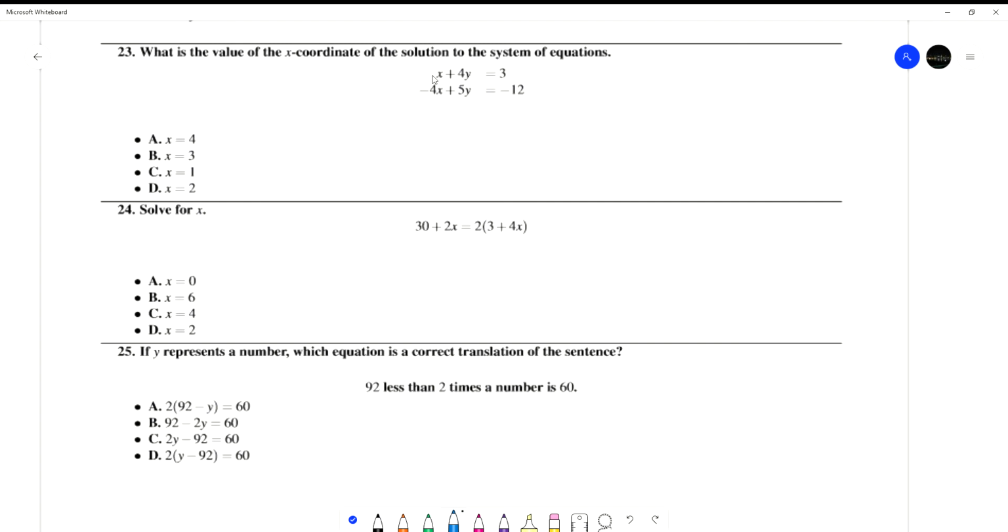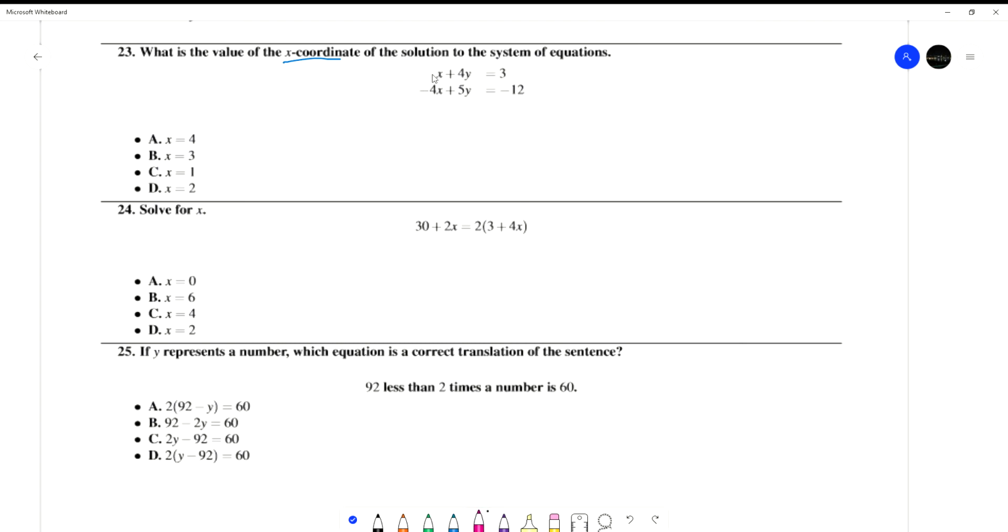So I noticed that they want us to solve for the x coordinate, which means oftentimes, if you cancel out the y's, you would get it in one shot. But I already see that I can just multiply the first equation by 4 and cancel out the x's, solve for y, and then solve for x, right? Let's just do it that way.